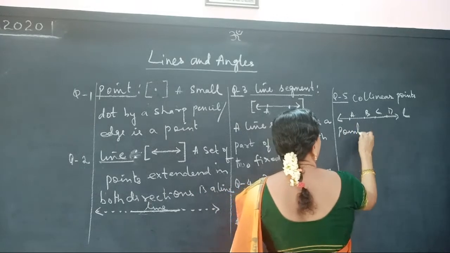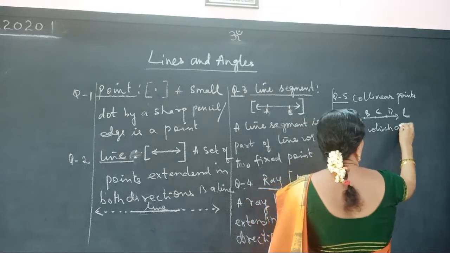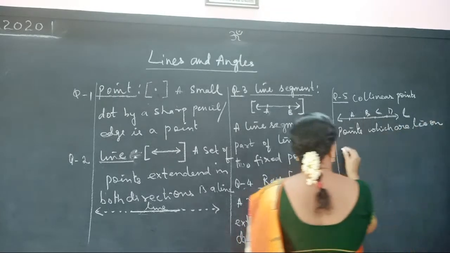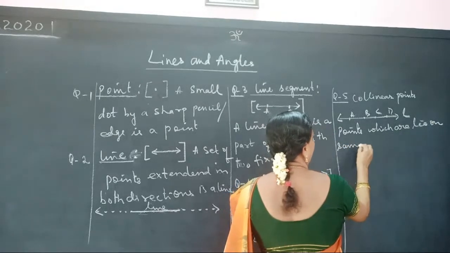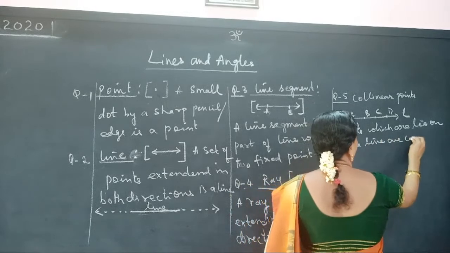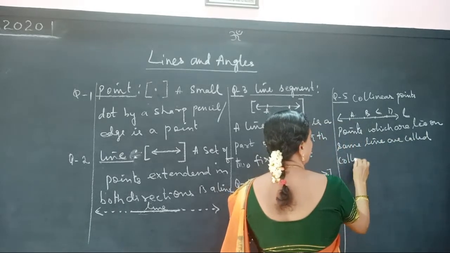Points which lie on the same line are called collinear points.